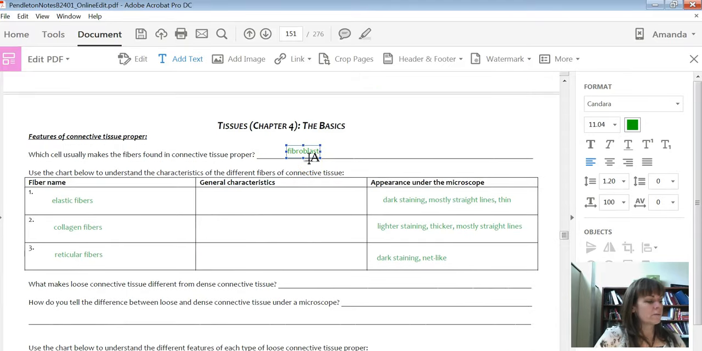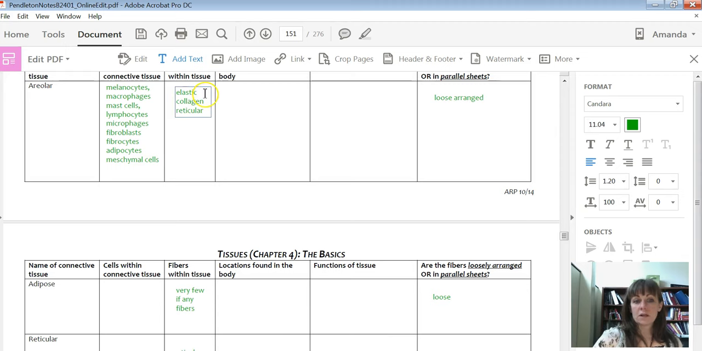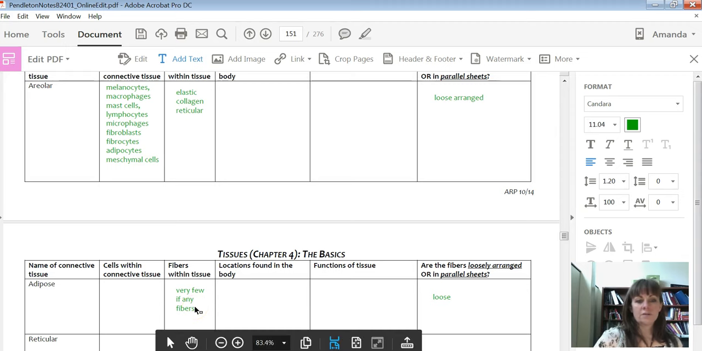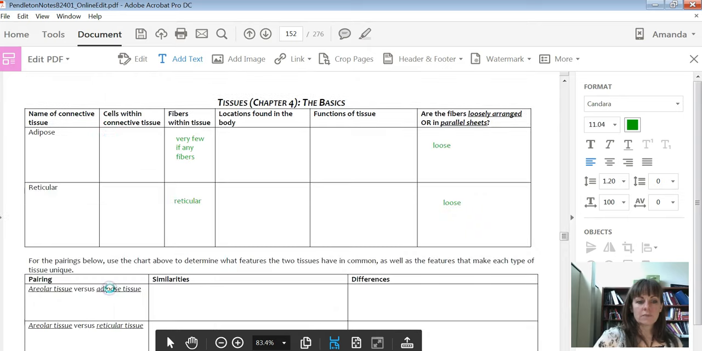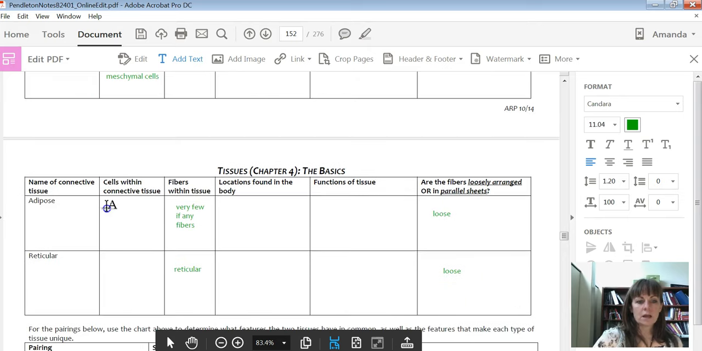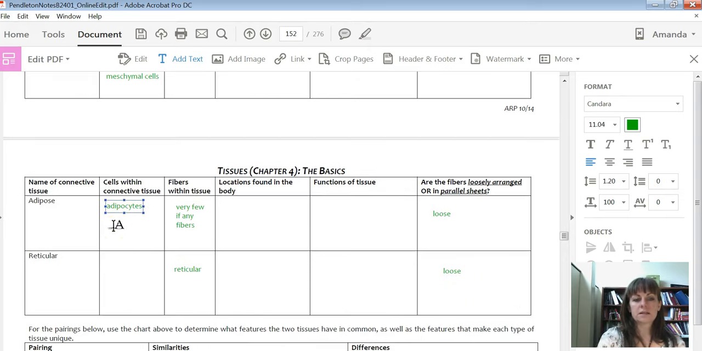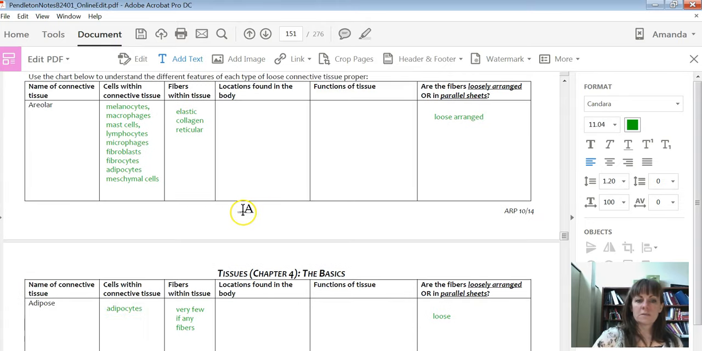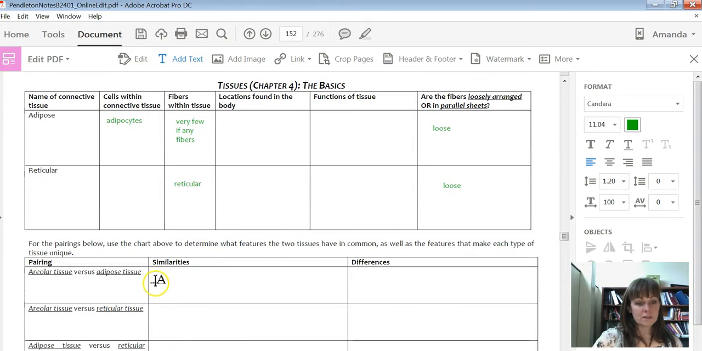Okay, and so again, if you're looking for similarities and differences, we go column by column according to the pairing. So here we have areolar tissue and adipose tissue. We are looking for a similarity. We know it's not fibers. It turns out that adipose tissue has mainly adipocytes. So for the types of cells, well, they both have adipocytes.